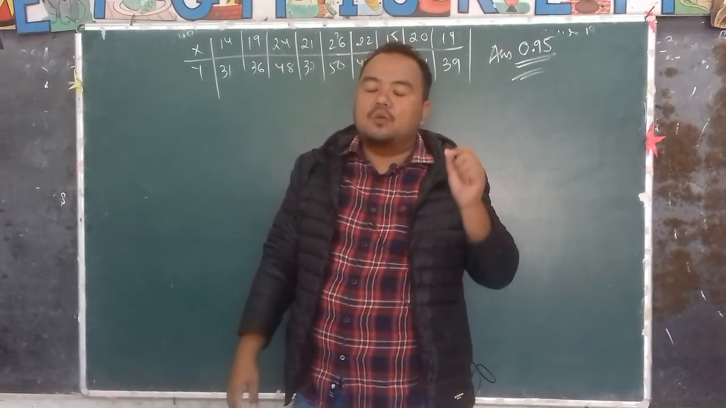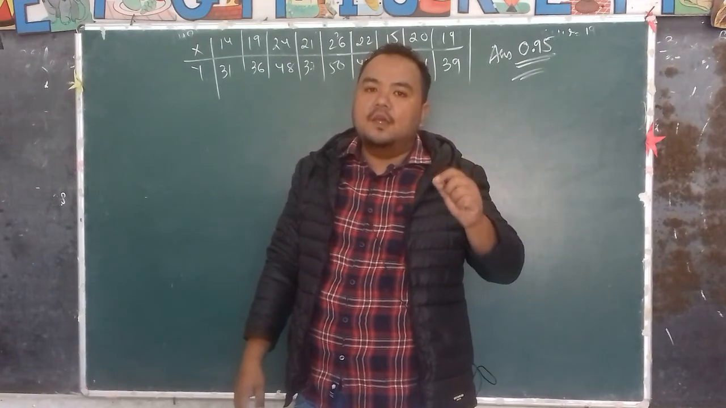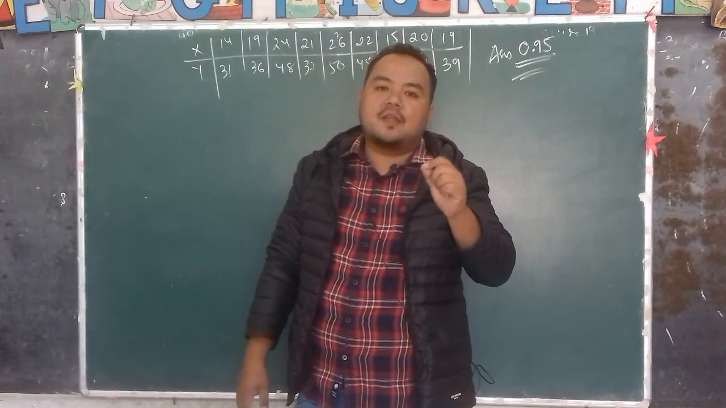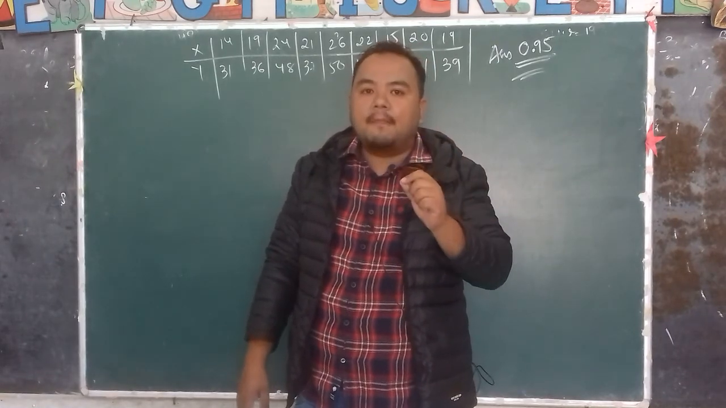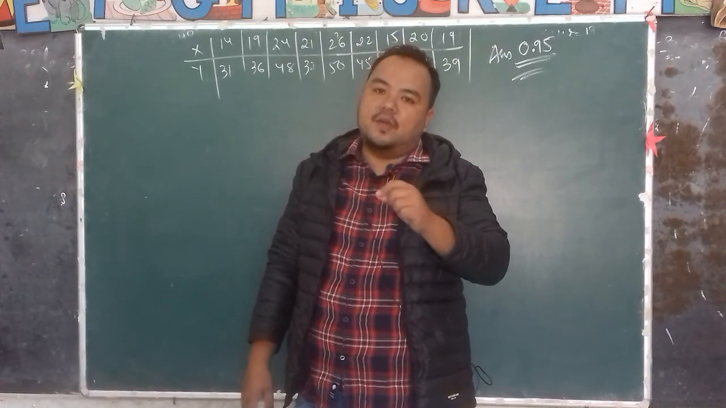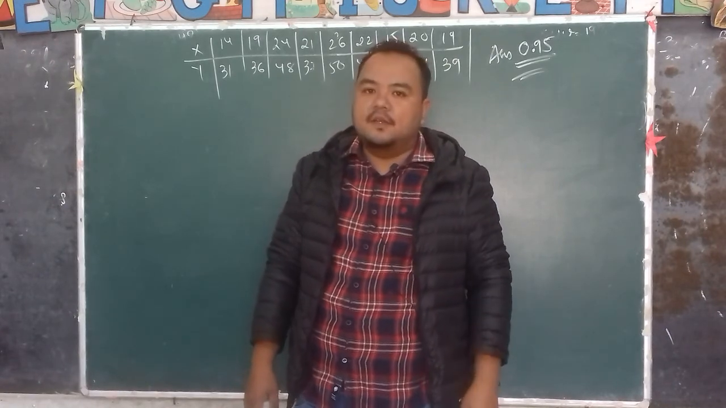Is that clear? So how do I convert x and y to u and v? U is x minus x bar and v is y minus y bar. After that you need uv, next is u square, and next is v square, and put in the formula and get the answer. Is that clear?